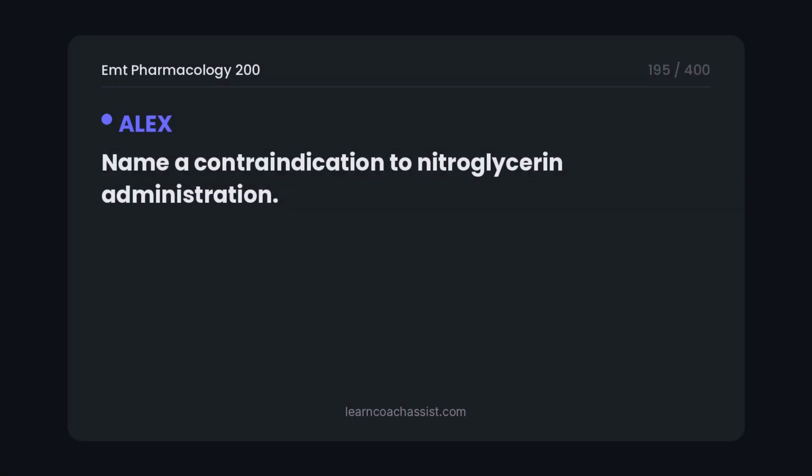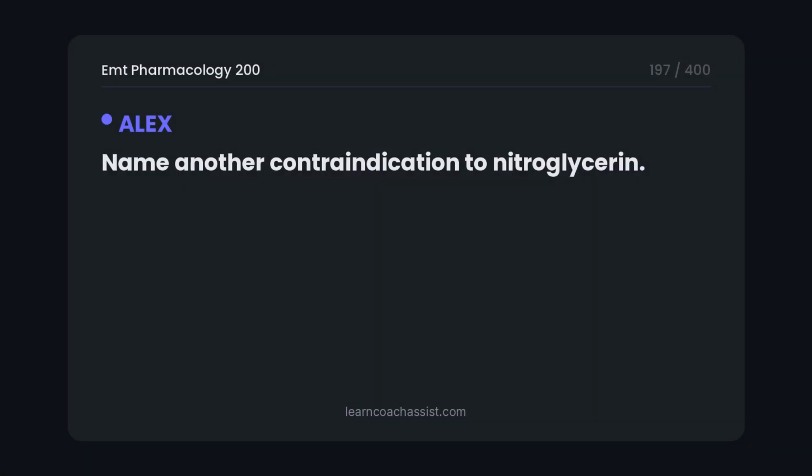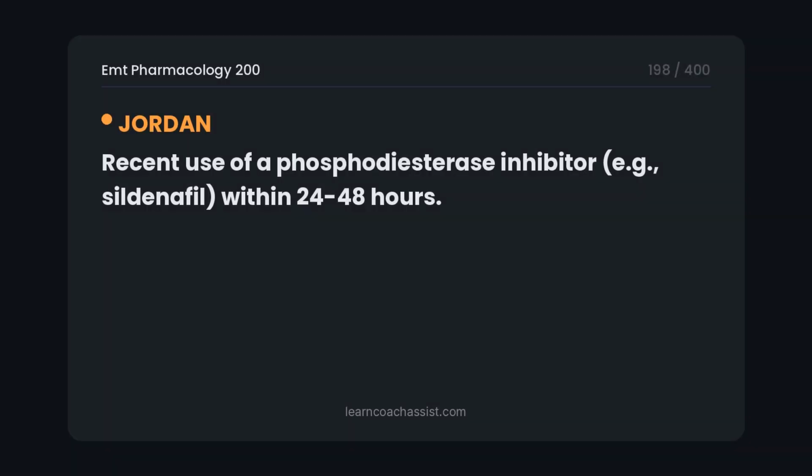Name a contraindication to nitroglycerin administration. Hypotension, SBP less than 100 millimeters of mercury, or per protocol threshold. Name another contraindication to nitroglycerin. Recent use of a phosphodiesterase inhibitor, e.g., sildenafil, within 24 to 48 hours.